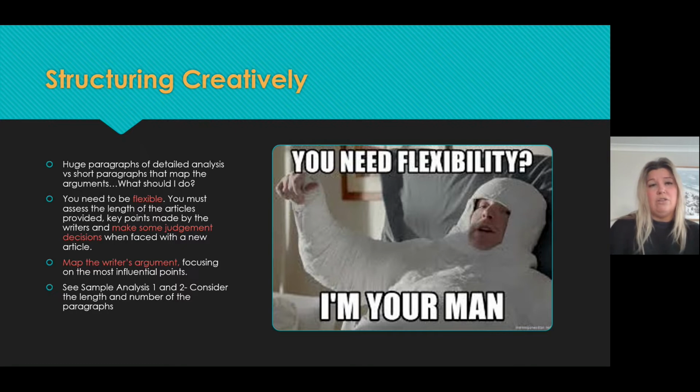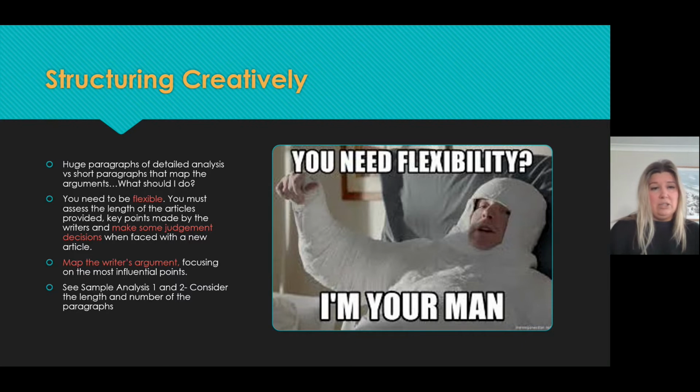Also, make sure that you are structuring creatively. Again, this is the hardest thing for some of our high achieving students to tackle, is the fact that you must be flexible. Huge paragraphs of detailed analysis versus short paragraphs that map the arguments. What should I do? You will not be able to ask your teacher this on the day. You must practice a variety of articles in order to start being flexible under timed conditions.